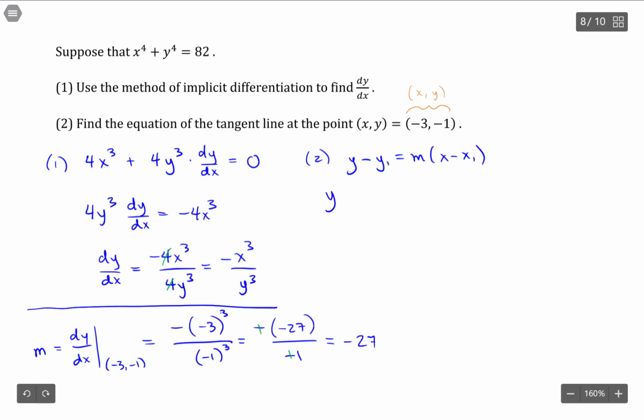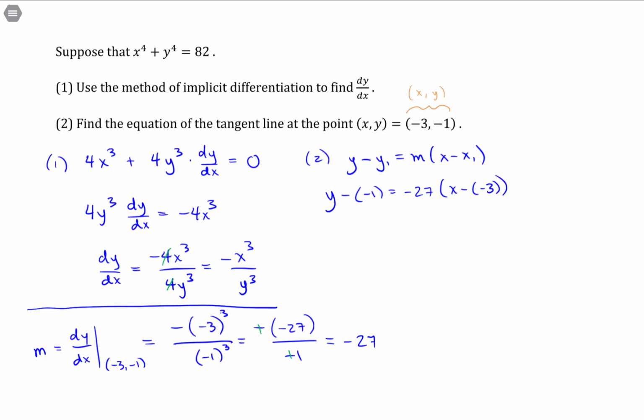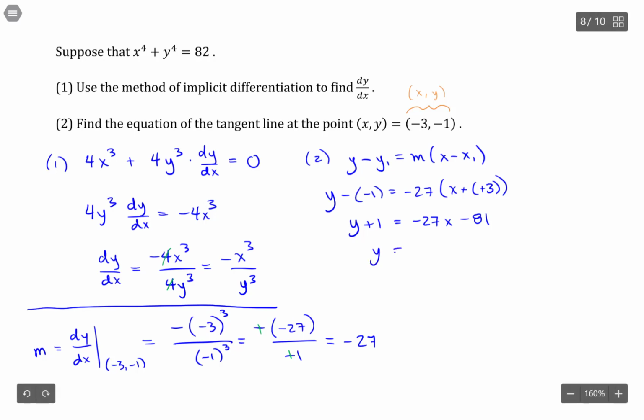I'll use that in conjunction with the point given, and we'll say y minus y1 equals m times x minus x1. And then just simplify to the form y equals mx plus b. So this would be y plus 1 equals -27 times (x plus 3). These would become a +3. 3 times 27 is 81, so this is going to be -81. And then I would subtract 1 from both sides to get y by itself. So y equals -27x minus 82.